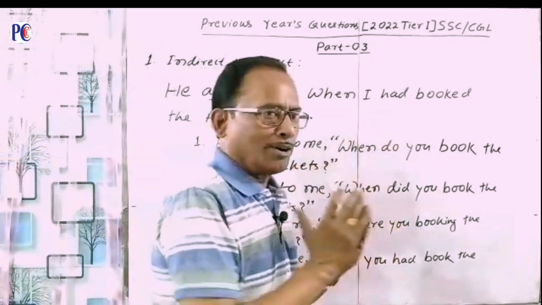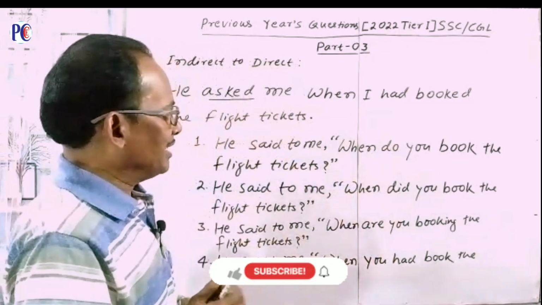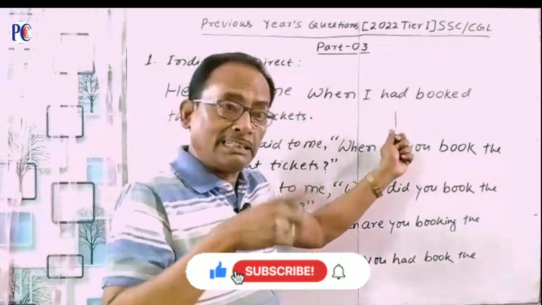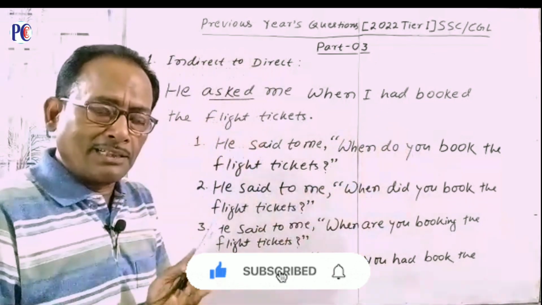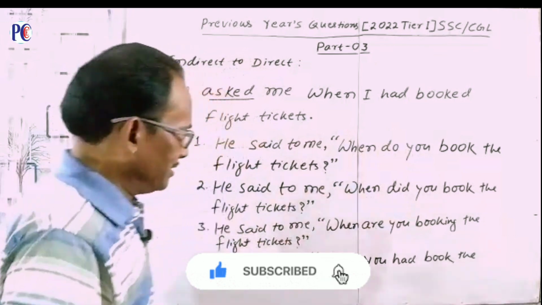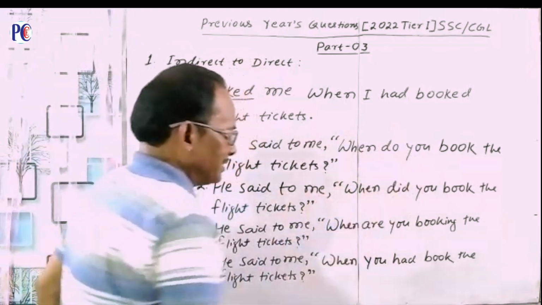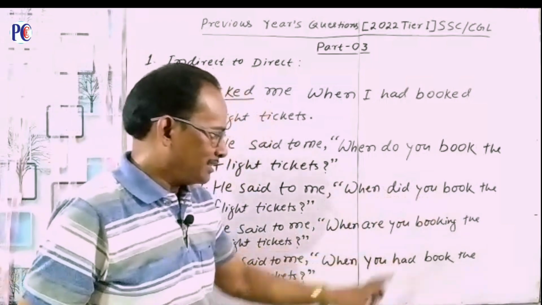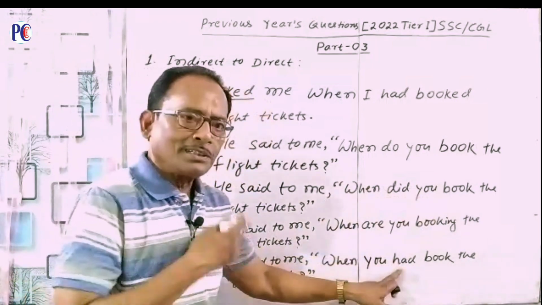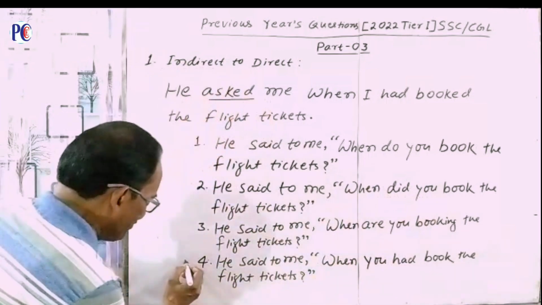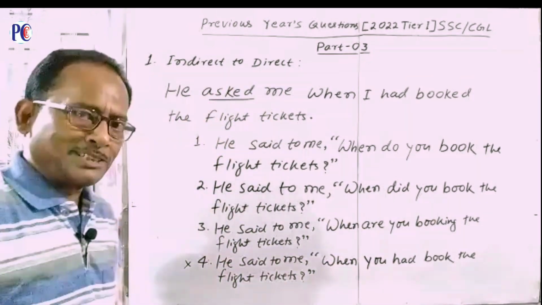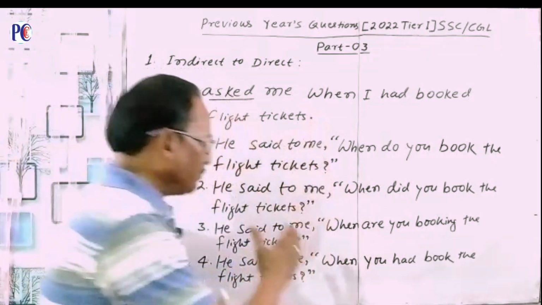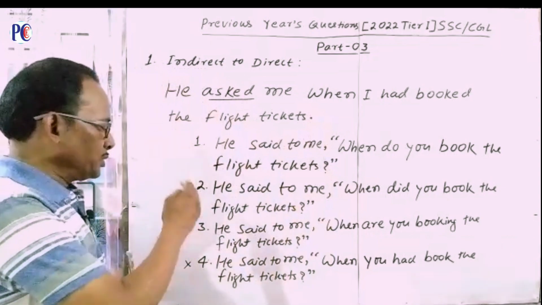Then come to the form of the sentence. In the indirect speech, the question is in the order of subject plus verb, whereas in the direct one, it must be in the order of verb plus subject. So, first of all, you should eliminate option number 4. Now, we have to examine only 3 options, 1, 2, 3.